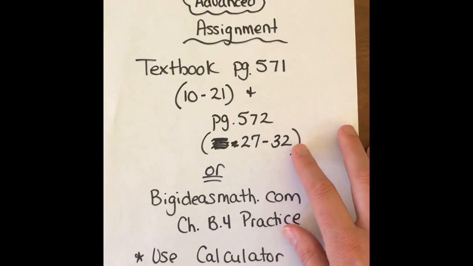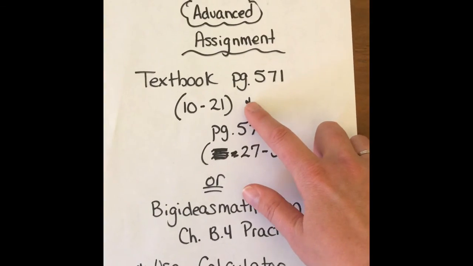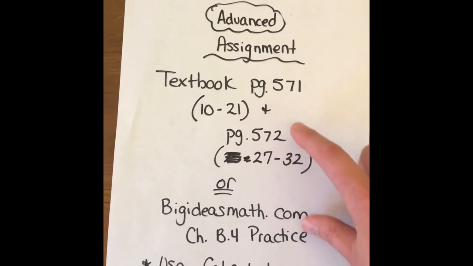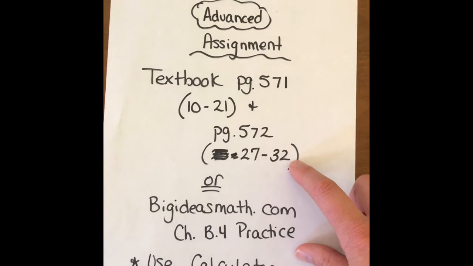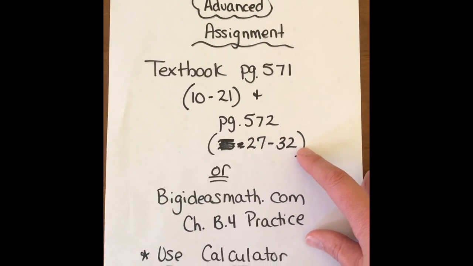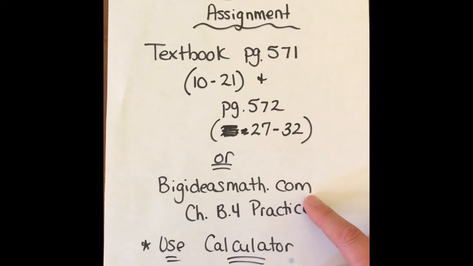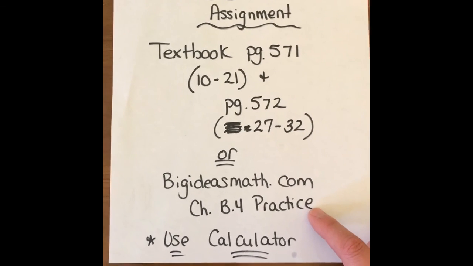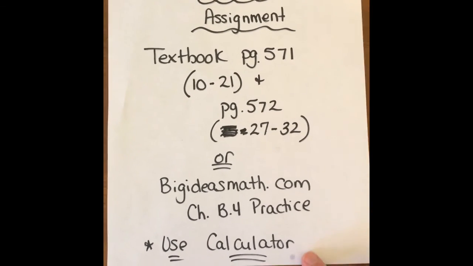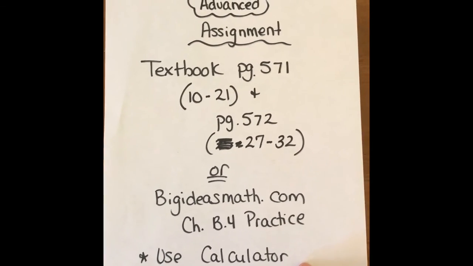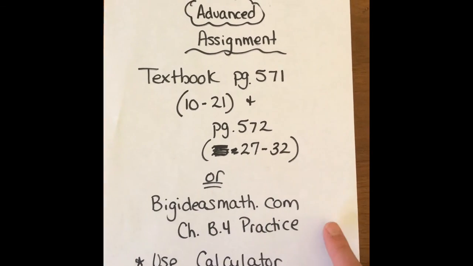Your assignment is textbook, page 571, 10 through 21, and page 572, 27 through 32. So if you're working out of the textbooks, that's what I would like you to do. Or you can go to bigideasmath.com. There's a chapter B, section 4 practice there. And remember, you can use a calculator and you can check up to 2 times on that.